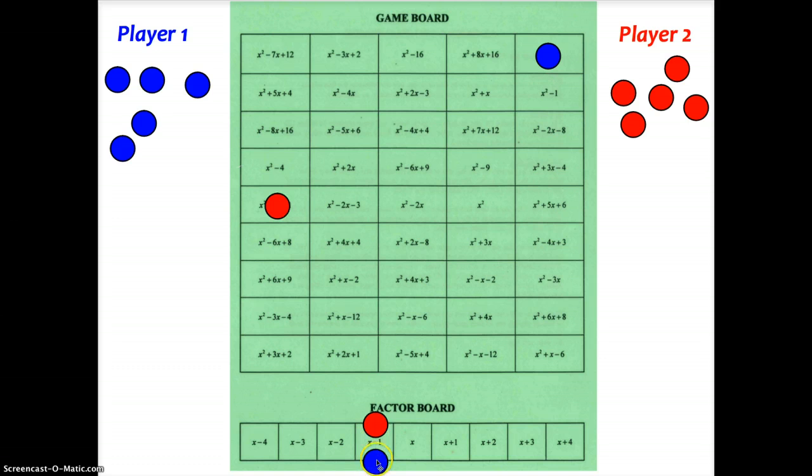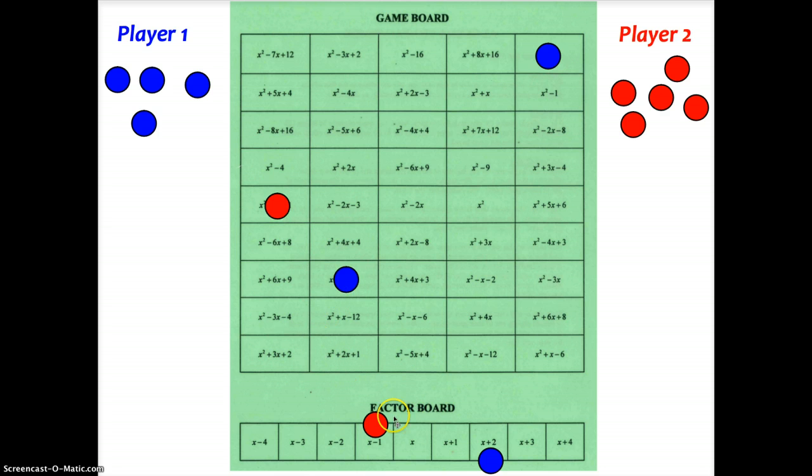Well, now it's player 1's turn. Player 1 is going to come down to the factor board. They're going to pick up their piece, and they're going to move it to any of the other factors that they want. So let's say player 1 wants to move their piece to x plus 2. Now player 1 is going to multiply x plus 2 times x minus 1. They're going to FOIL that together, and then they're going to place another piece on the game board at the product. So let's see if we can find that piece. Looks like right here, x squared plus x minus 2.